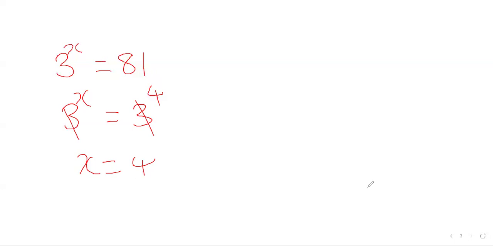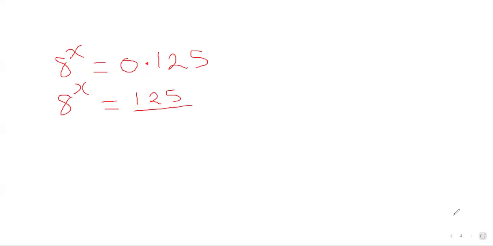Now the second case, B. Here we have 8^x, which is equal to 0.125. And here we also do the same. First of all, we can rewrite the decimal number as a fraction. So 0.125 is as good as saying 125 divided by 1,000, and this is equal to 1/8 if you simplify it.